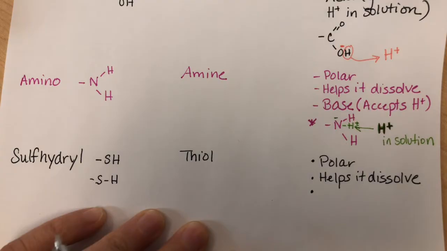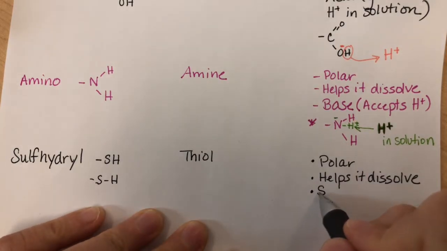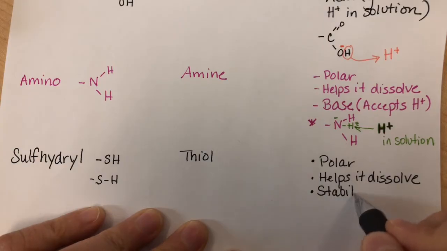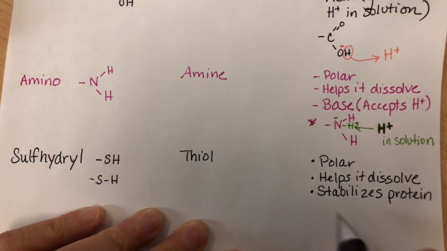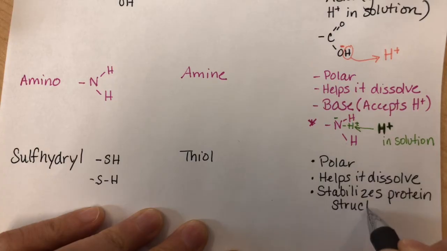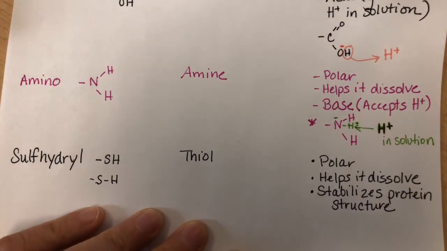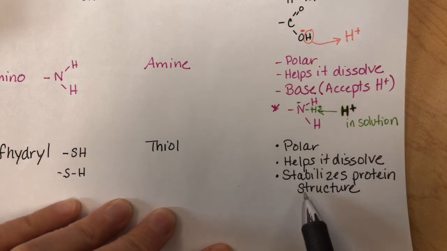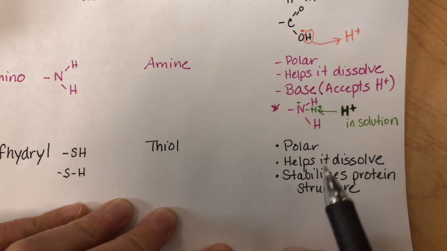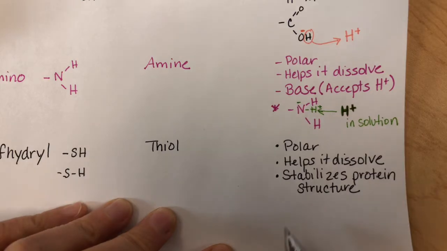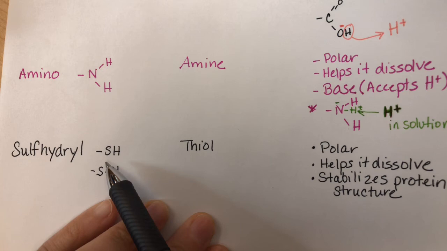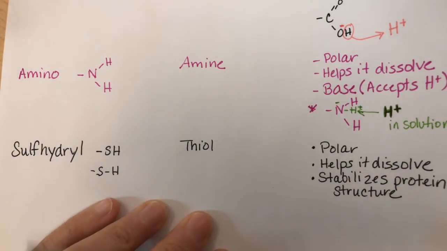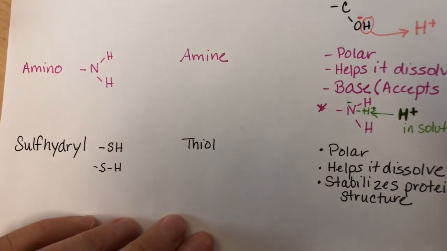And then one other thing that is unique for this is it stabilizes protein structure. We're going to see when we look at proteins that some proteins are super, super strong, like the proteins that are found in the hooves of animals. I mean, think about how hard those hooves are. And so those proteins have a lot of sulfhydryl groups, and I'll show you later on that they can bond to each other, and it's a really strong bond. All right, so that's your sulfhydryl group.